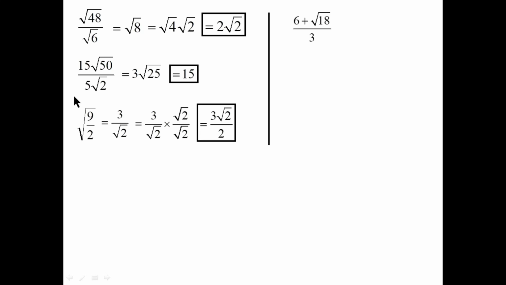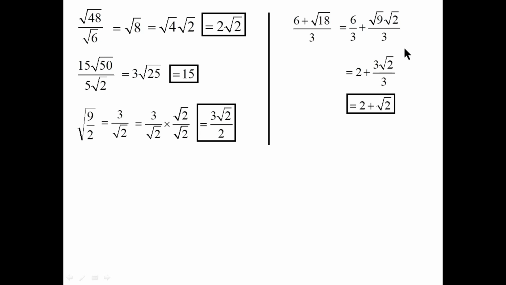Let's go again. 6 plus root 18 over 3. Well, just as we can add fractions, we can unadd fractions. This is 6 over 3 plus root 18 over 3. But root 18 is 9 times 2, so root 9 root 2. And 6 over 3, of course, is 2. And root 9, of course, is 3. And these 3's will cancel. And we have our simplified response: 2 plus root 2.